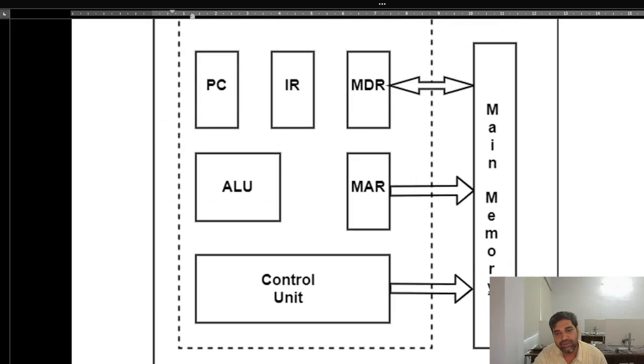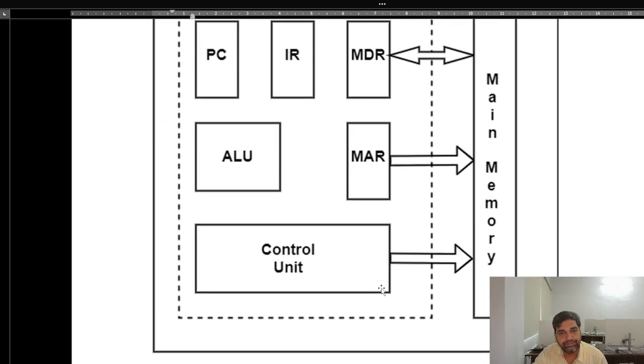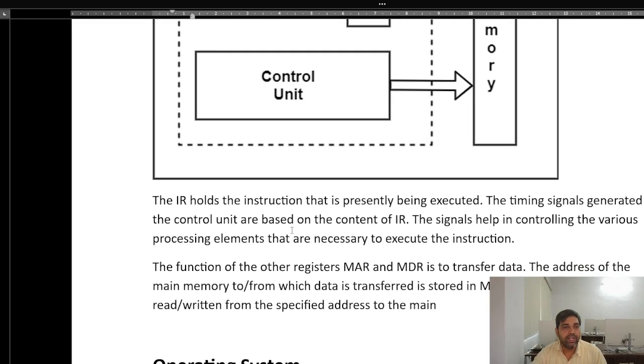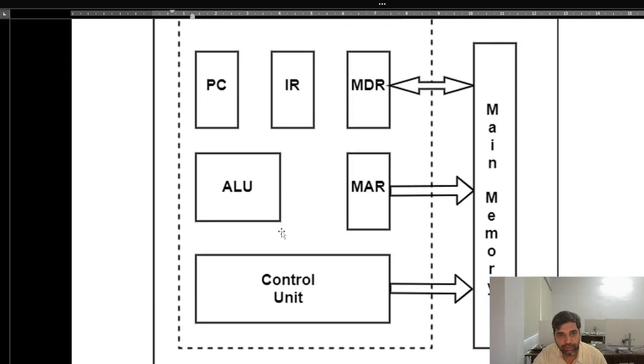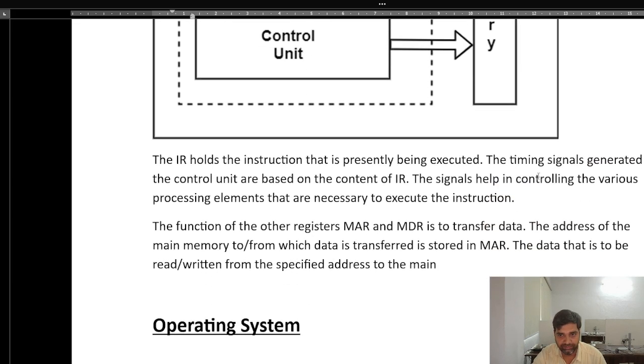And the control unit is also connected to your RAM. So the IR holds the instruction that is presently being executed. Which instruction is going to be executed at present will be in the IR only. So the CPU will take the instructions from this instruction register. Timing signals generated by the control unit are based on the content of the IR. The signals help in controlling the various processing elements that are necessary to execute the instructions.